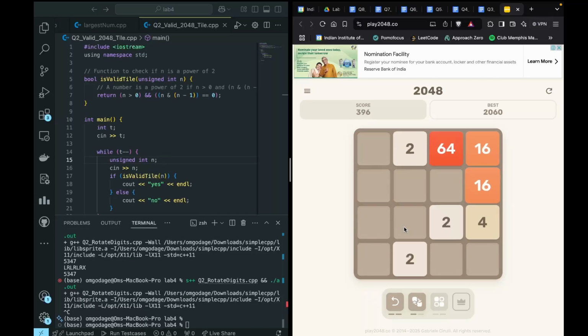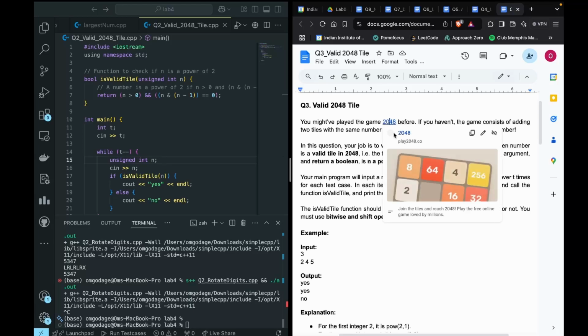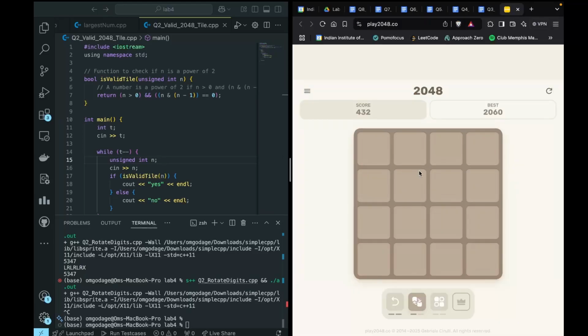Alright, I'll stop now, otherwise I'll get too distracted. Okay, so that is the game, and as you saw, all of these values are powers of 2.